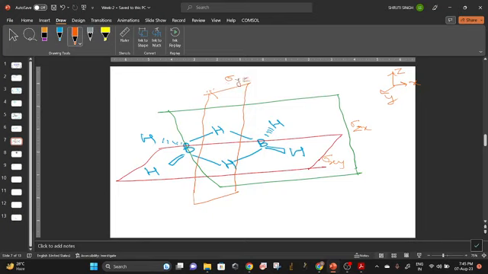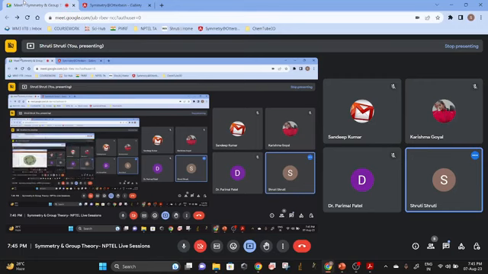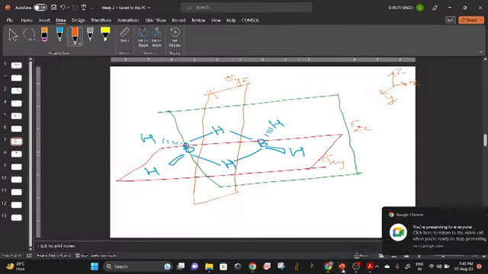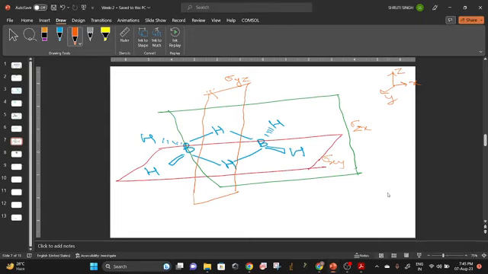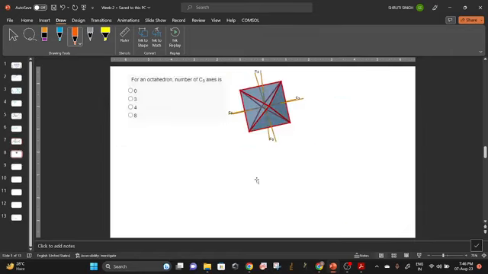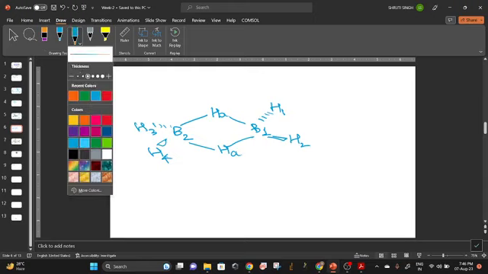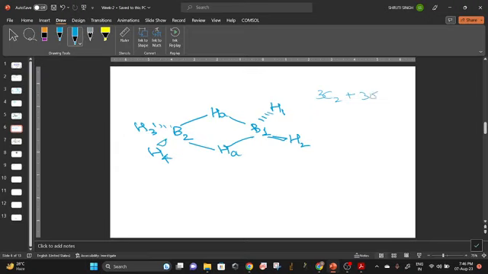Is that okay? Is everyone able to visualize it? Three different planes. So we found in B2H6 we have three C2 plus 3 sigma v's, and identity will be there obviously, and there is one more, which is the inversion center here.